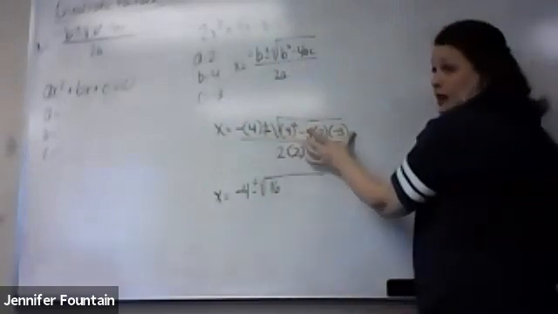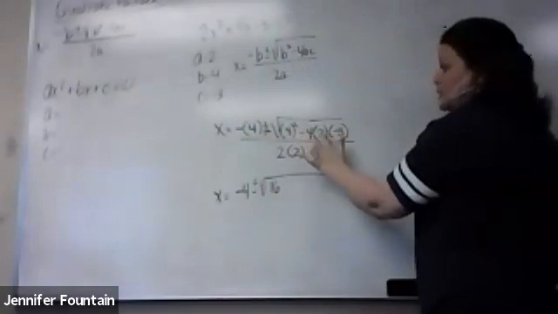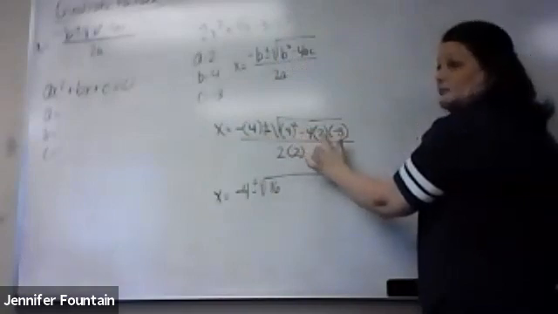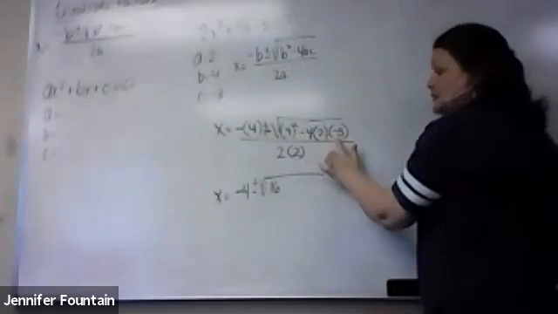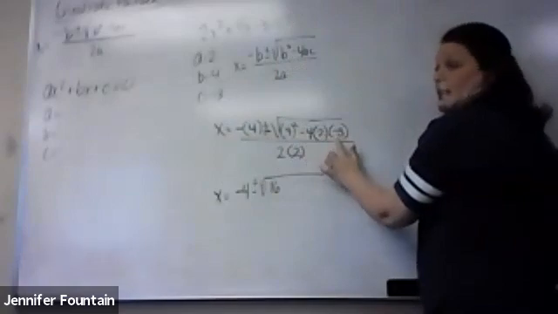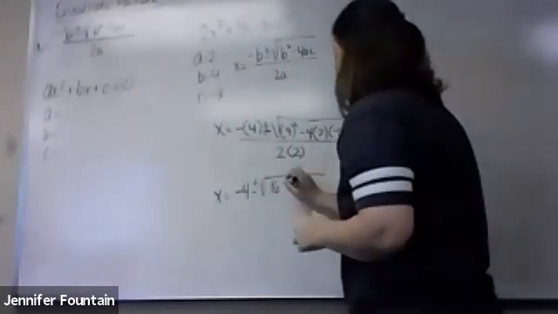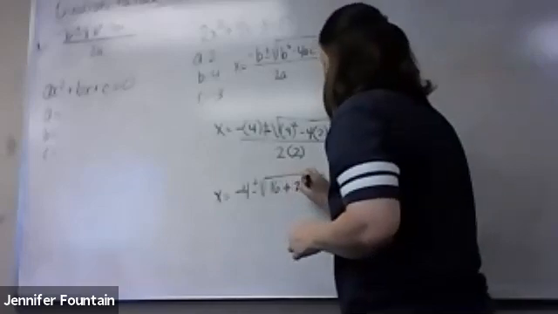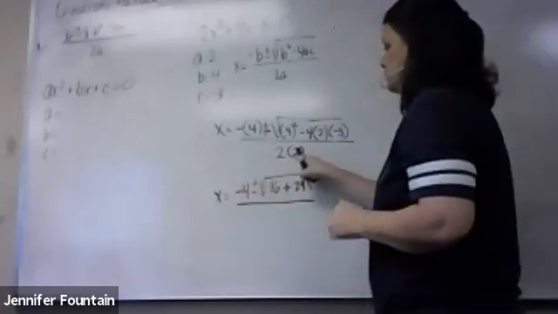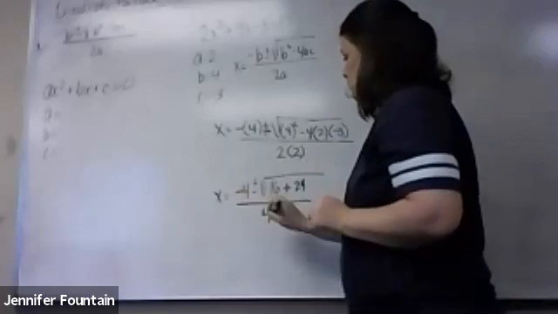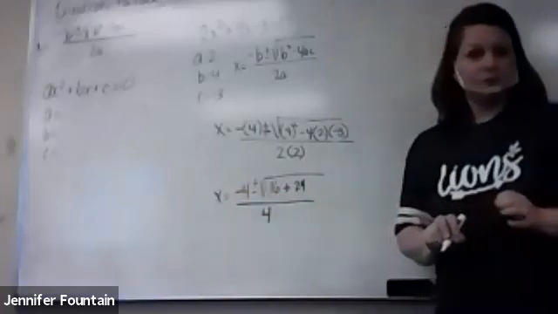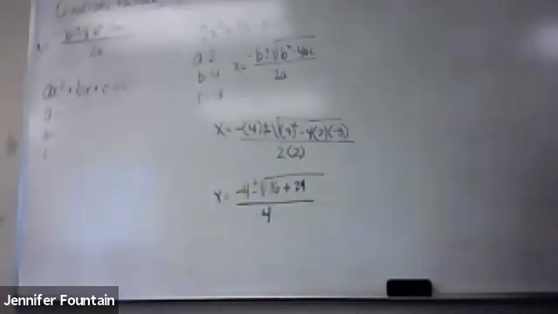Now I'm going to multiply. What is negative 4 times 2? Negative 8. What is negative 8 times negative 3? 24. Positive 24, so that means I have plus 24, over 2 times 2 is 4. Everybody good so far? All right. Now, what am I going to do?